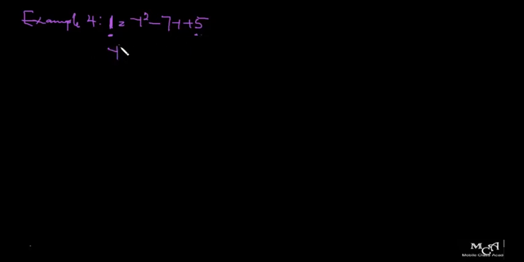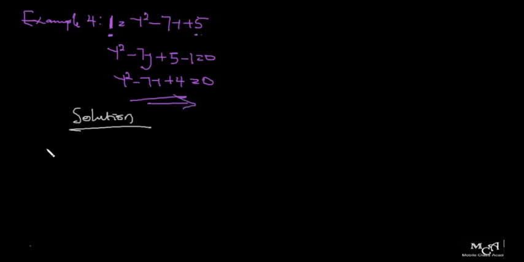We have y squared minus 7y plus 5. This 1, when it crosses this equal sign, it becomes what? Minus 1 equals 0. So our y squared minus 7y plus 5 minus 1 will give us plus 4 equals 0. So now we can solve this quadratically. So, solution. Remember our formula: x equals minus b plus or minus square root of b squared minus 4ac all over 2a.